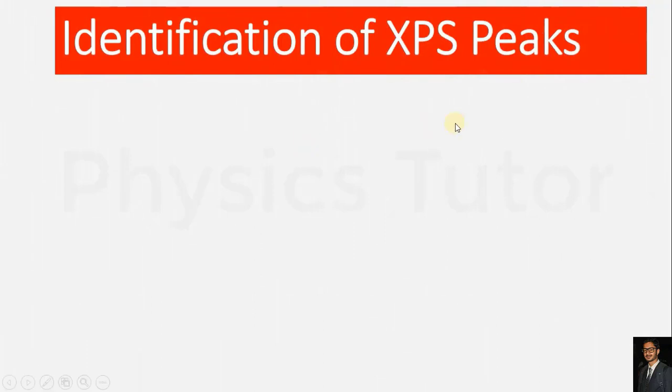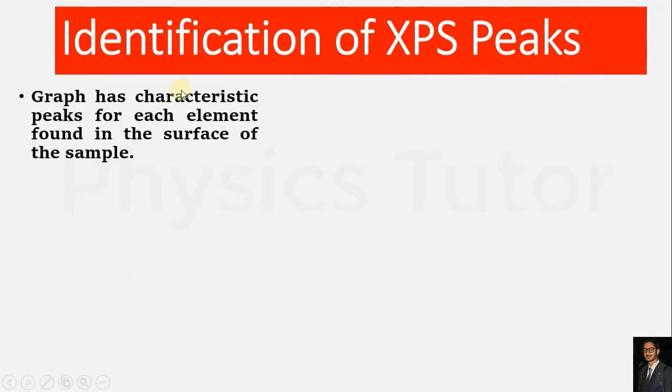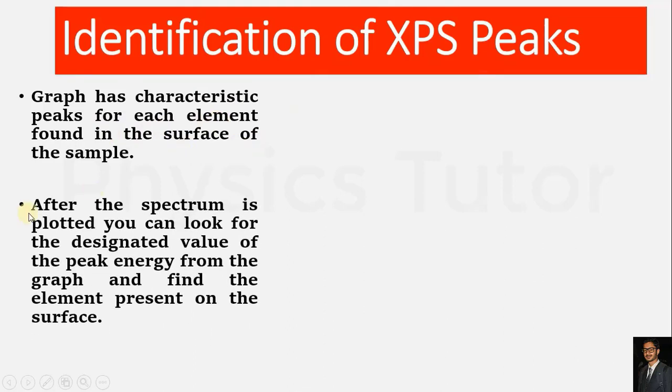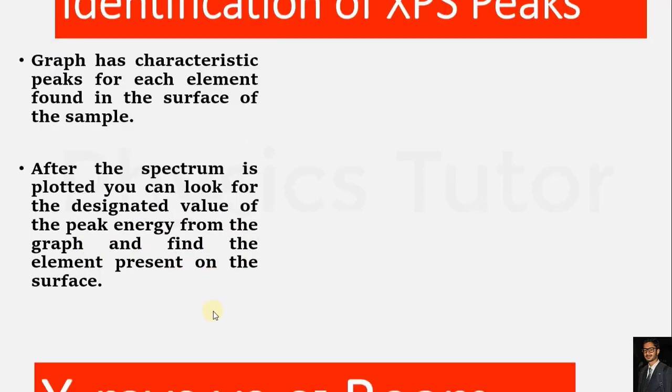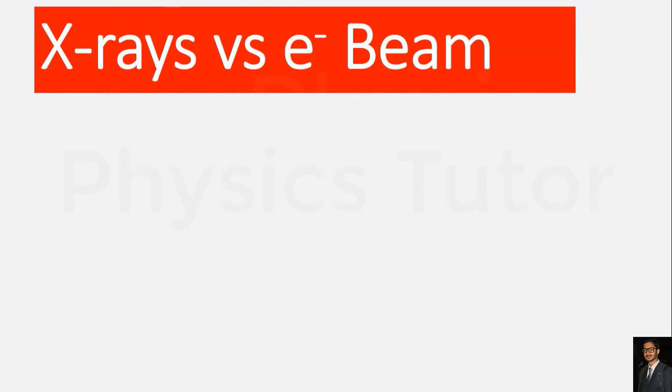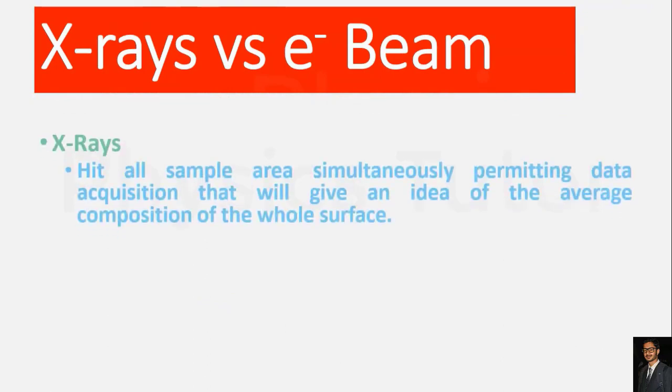There is an important term, which is identification of the XPS peak. Now we will understand how we can find the XPS peak. The graph has a characteristic peak for each element found on the surface of the sample, and after the spectrum is plotted you can look for the designated value of the peak energy from the graph and find the element present on the surface.